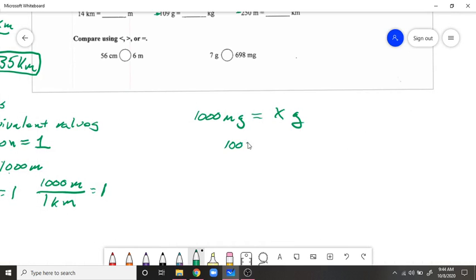So we have 1,000.0 milligrams. And we're going to move it 1, 2, 3 steps to the left. It is equal to 1 gram.